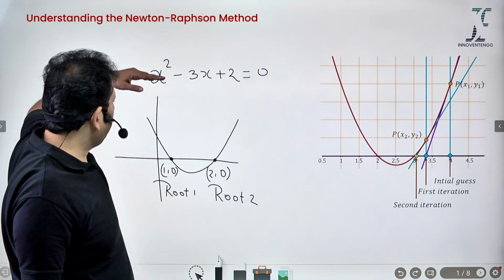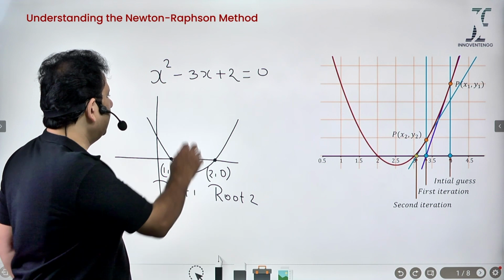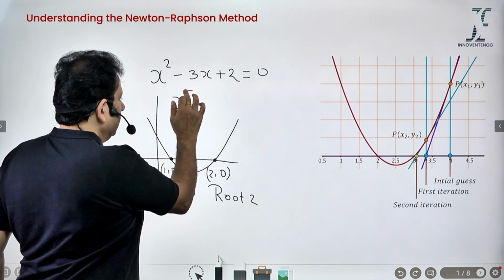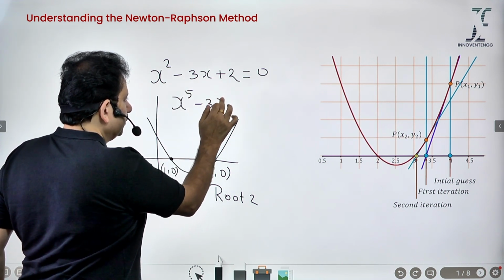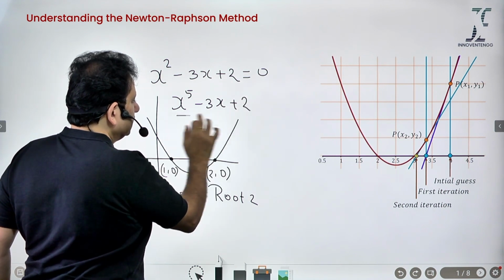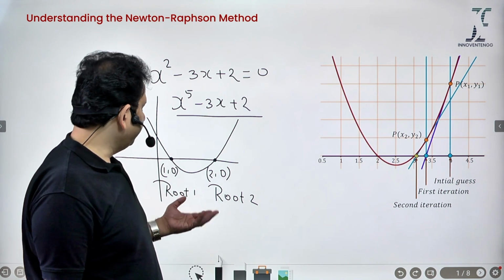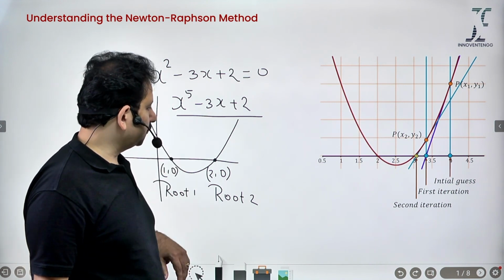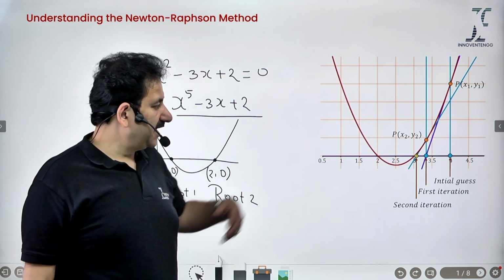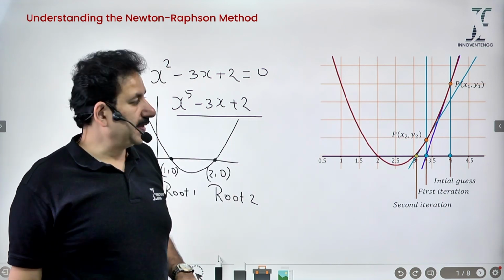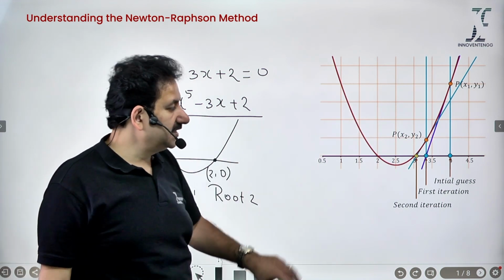But what happens if the power becomes significantly high? Instead of x power 2, if it becomes a much higher power, unless you have a graphical tool, it becomes very difficult for you to compute the roots, right? And that is where you can have a quick method called the Newton-Raphson method, which can be easily codified.